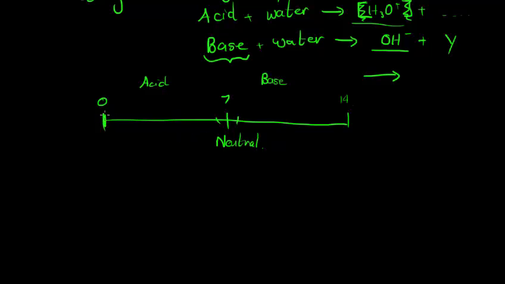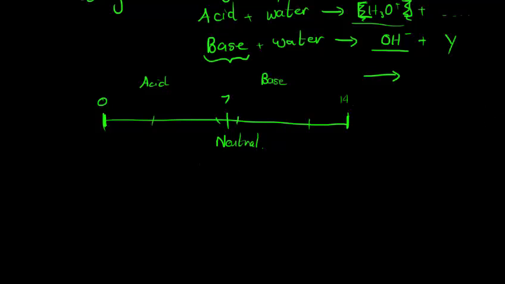The closer I get to 0 and the closer I get to 14, the stronger my acid or base becomes. Okay, so suppose anything more than about 10 or anything less than about 3 would be considered strong.